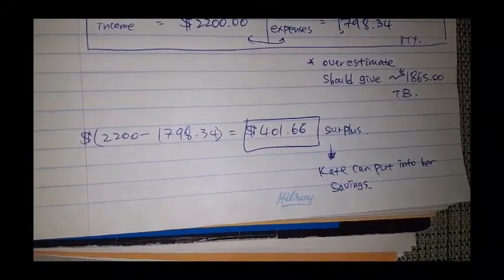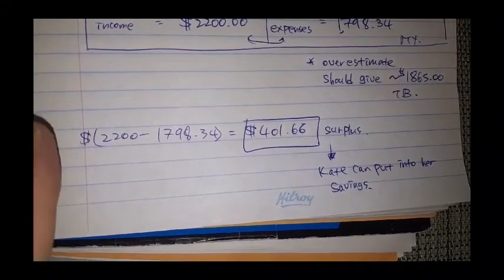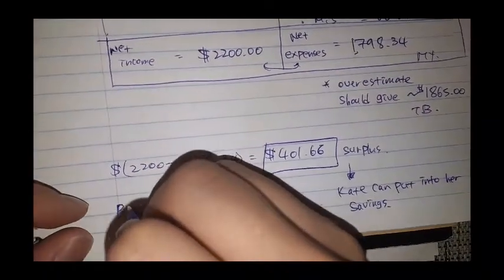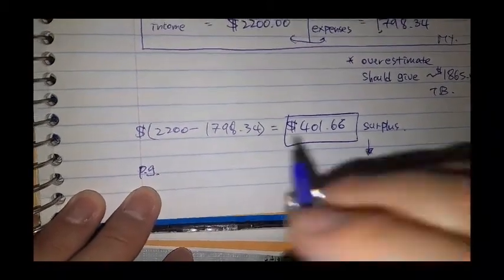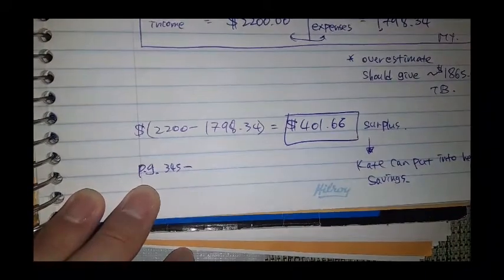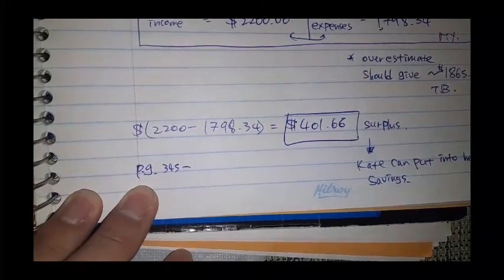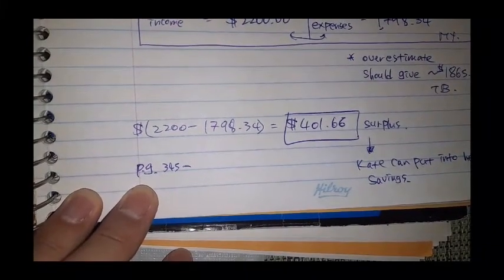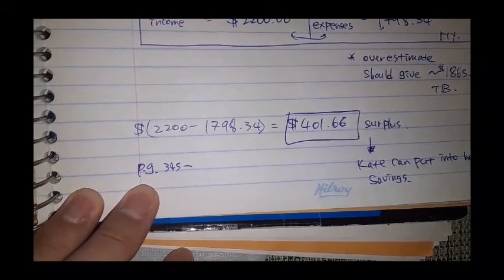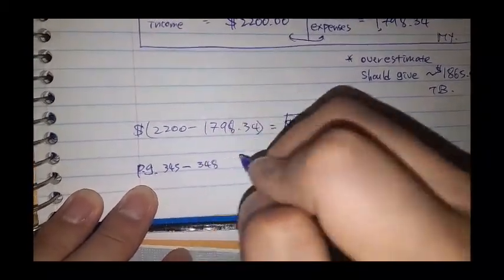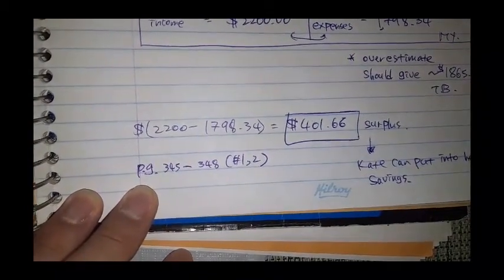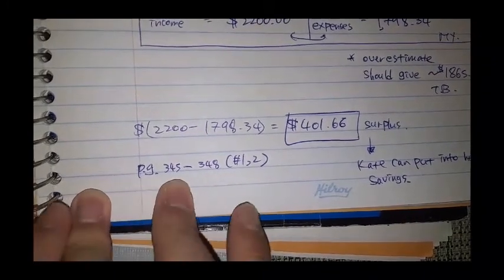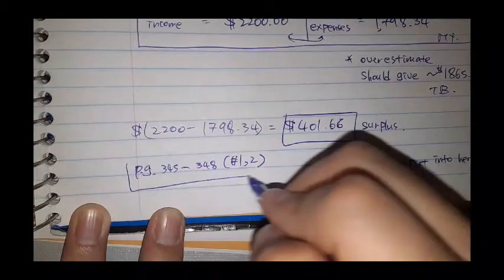So, I believe that is everything. Your to-do list is your homework, page 345. What is it? 349, 348. I want you to do questions 1 and 2. Number 3, I believe you don't have to do for now.